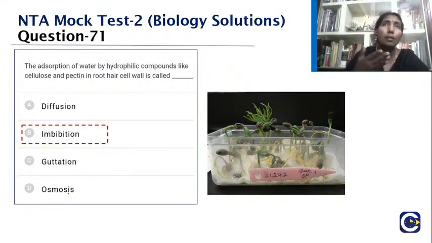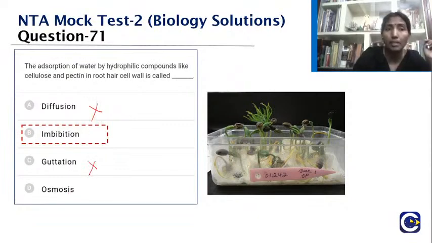Diffusion is actually a way of passive transport where the solute will move from a region of higher concentration to lower concentration. So that will not be the answer. Guttation is the process where water drops come out through the hydathodes. And osmosis is the movement of solvent, but here it is adsorption. So that will not be the answer.